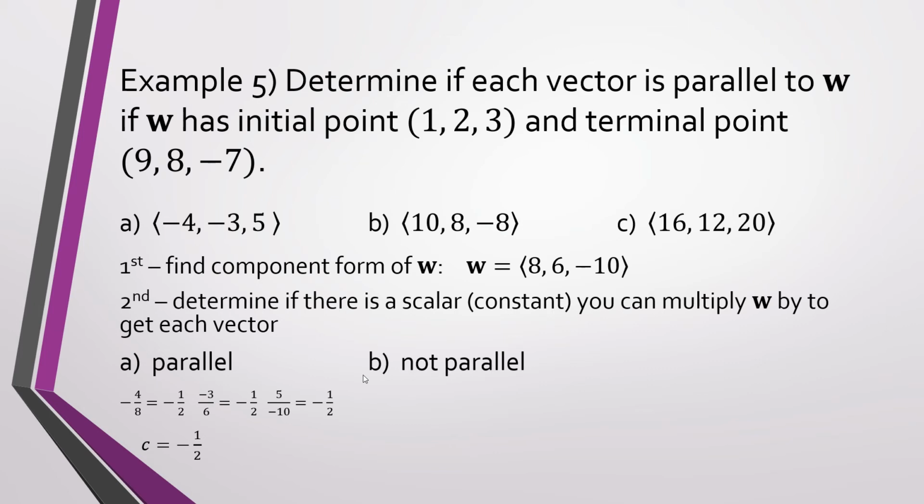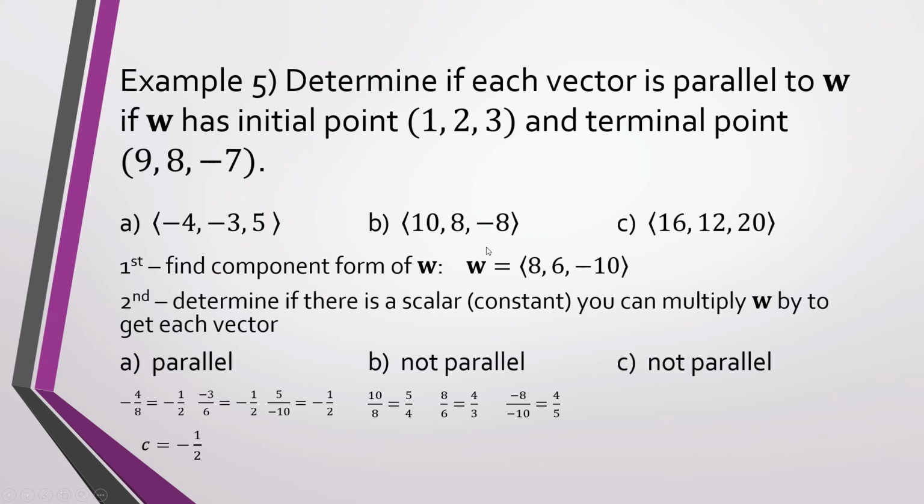B is not parallel. Okay, if you were to set up the ratios, 10 divided by 8 is 5/4, 8 divided by 6 is 4/3, -8 divided by -10 is 4/5. There is not a constant that you could multiply every component of vector w by in order to get this vector here. So not parallel.